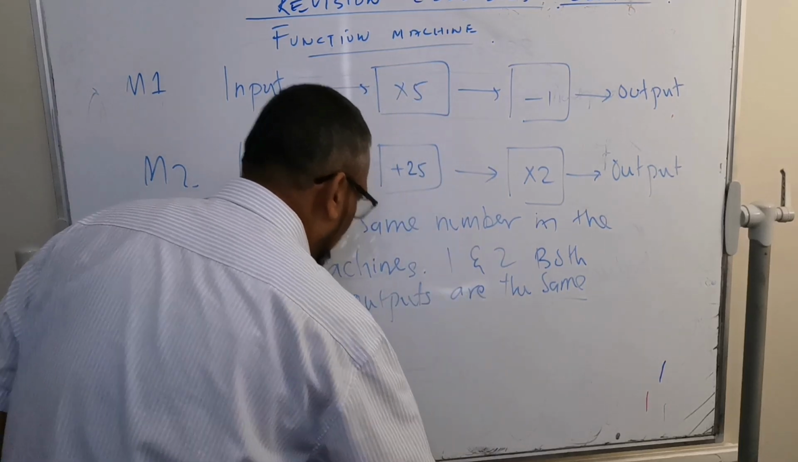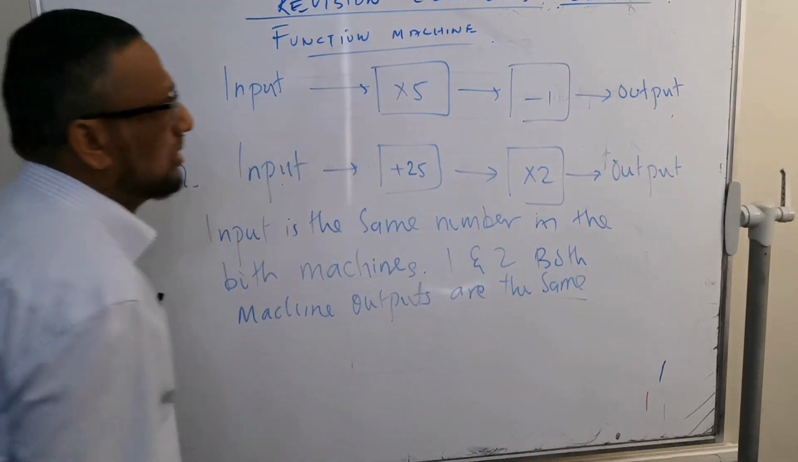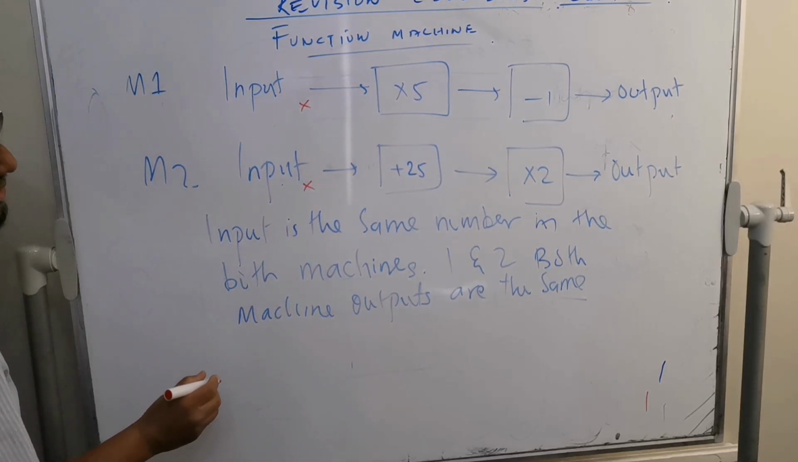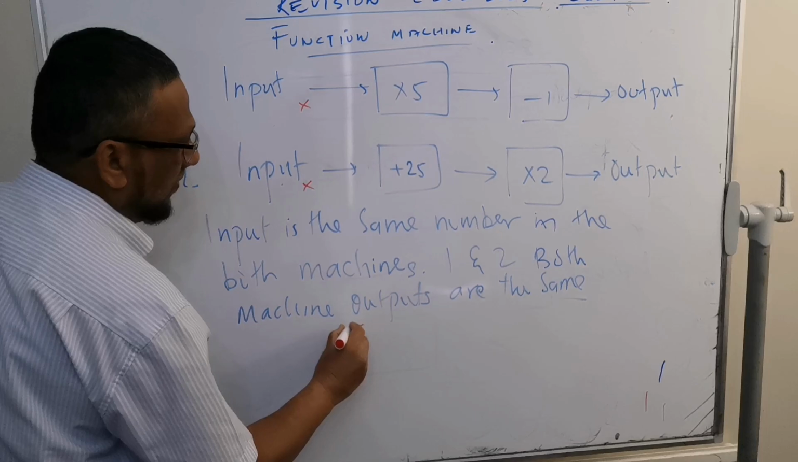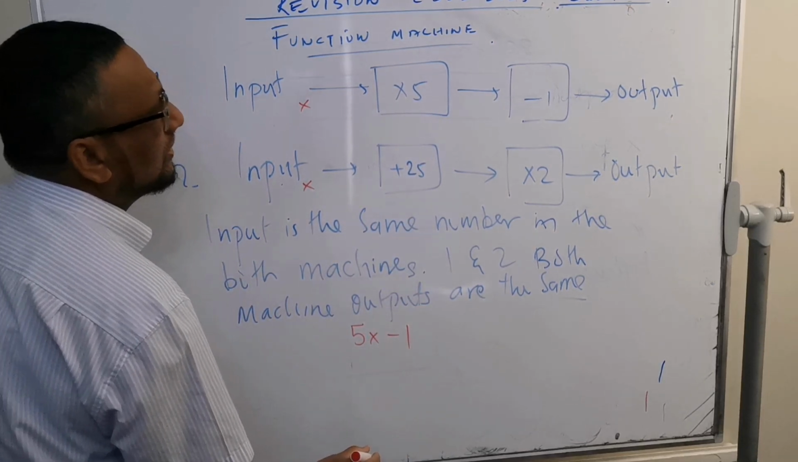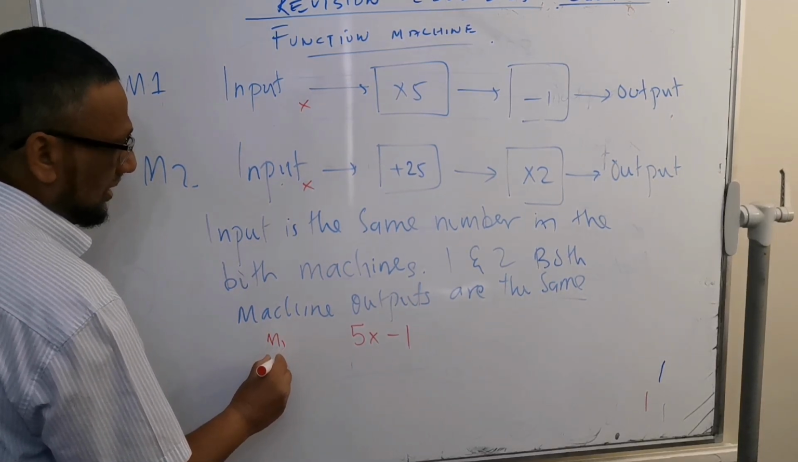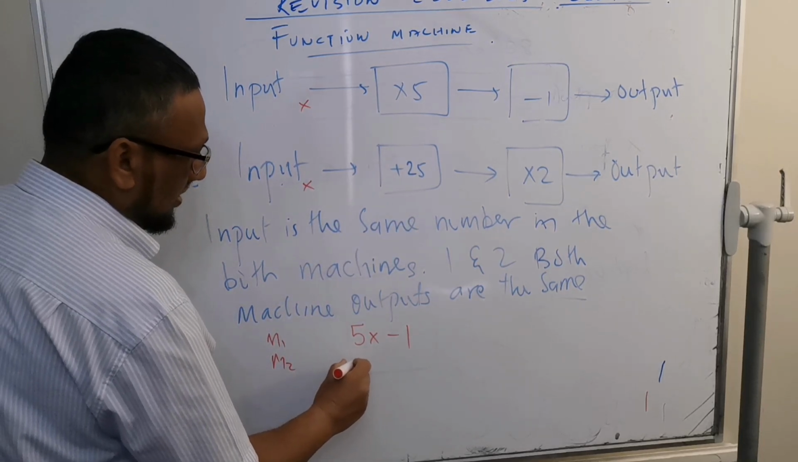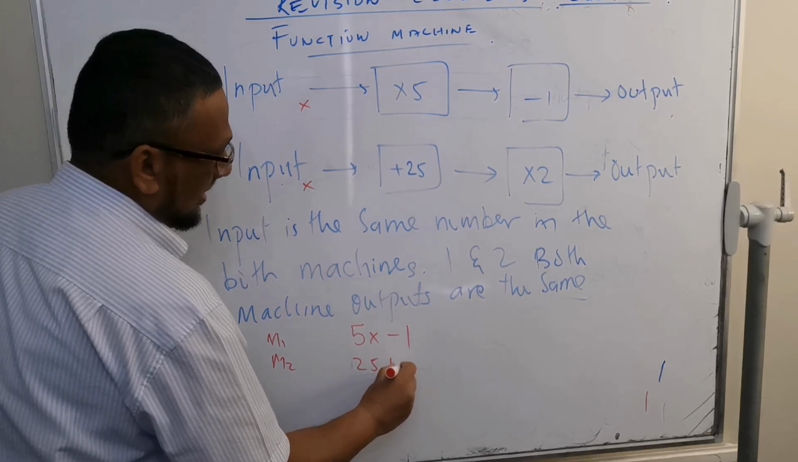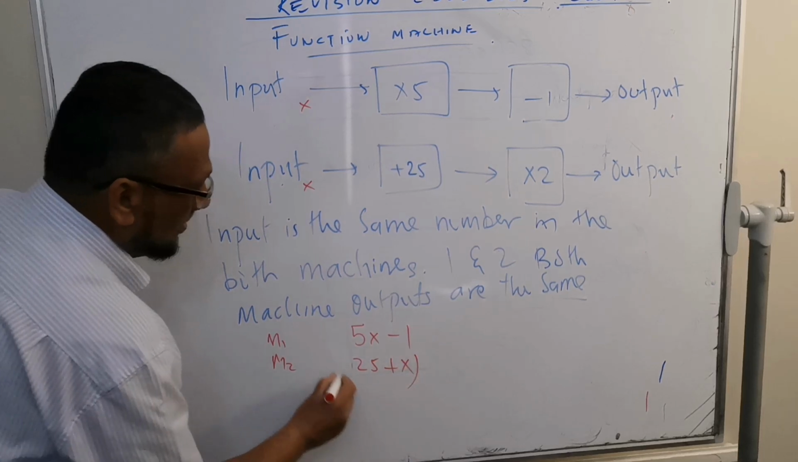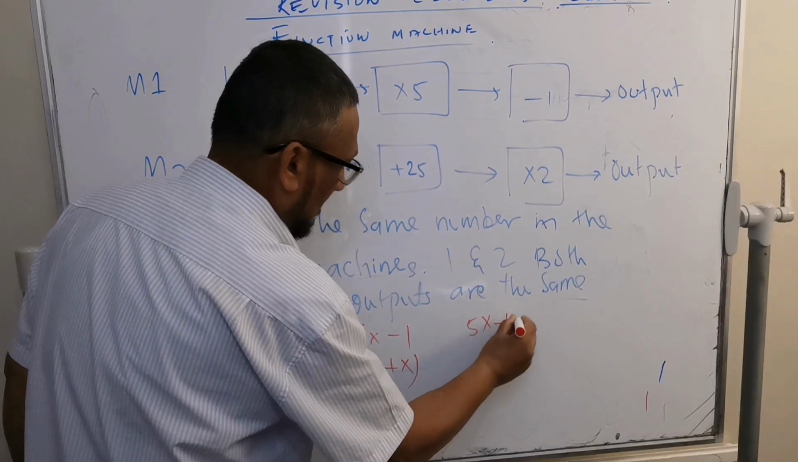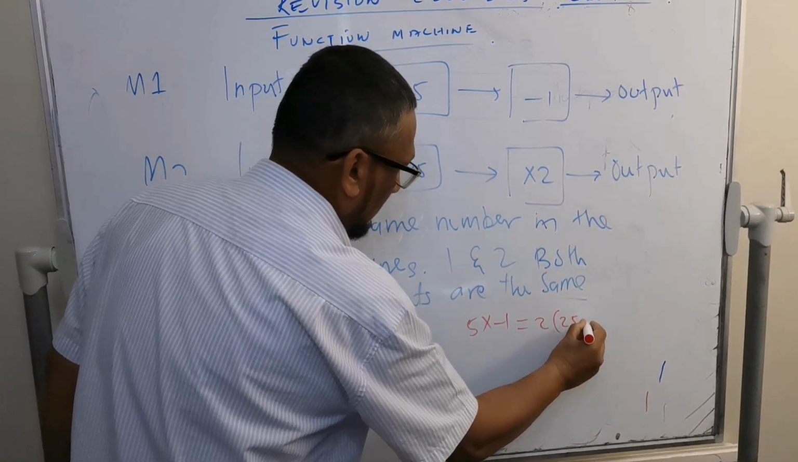We need to compare these two machines. If I say the input is x, what expression can we make? The first one is 5x minus 1, this is machine 1, and machine 2 is 25 plus x, and then times by 2. So we can compare both expressions: 5x minus 1 equals 2 times (25 plus x).